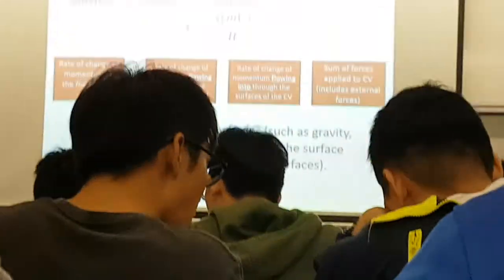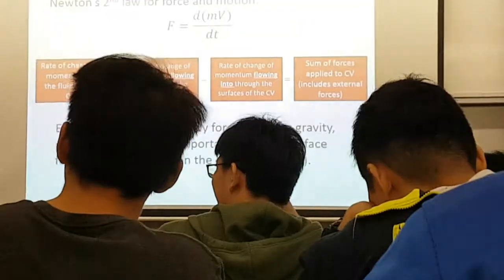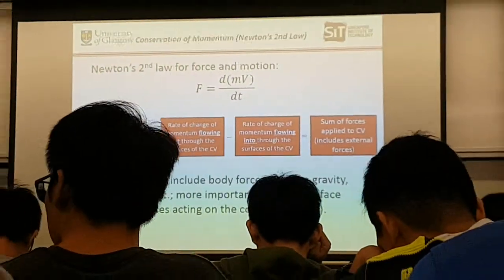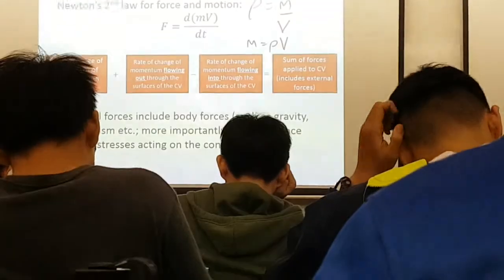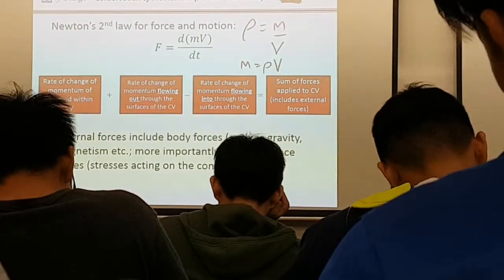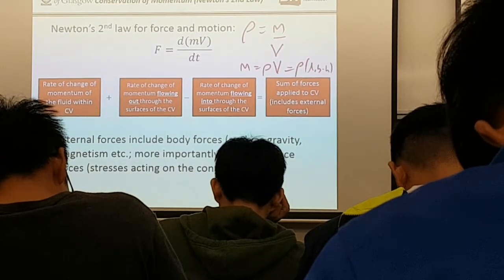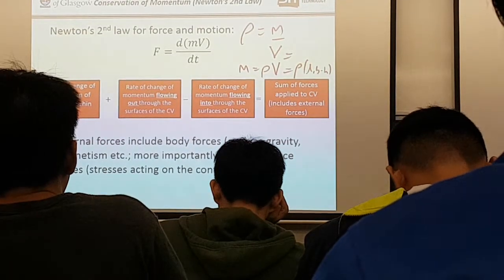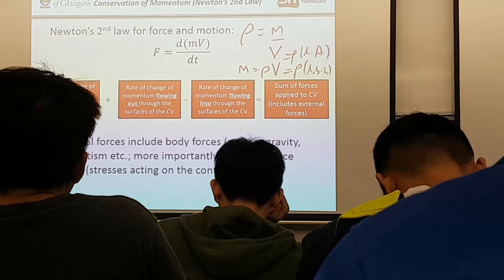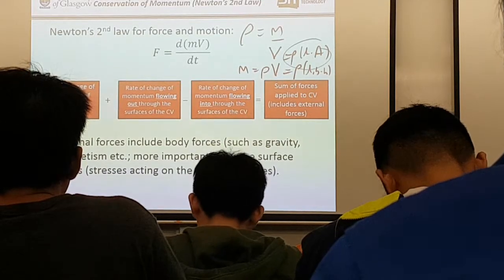Before I go to the next slide, to help you better understand why I'm deriving in such a way, the first thing you can write down is this. Just remember, density is mass over volume, so mass is density times volume. Volume means rho times length times breadth times height, or density times your length times your area. More importantly, what I'm looking for is your length times area. Later you'll understand what I'm saying.